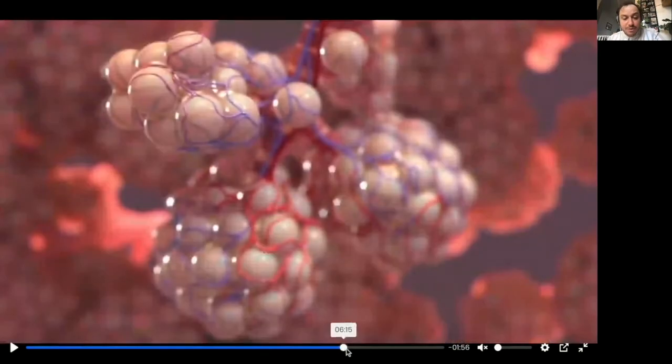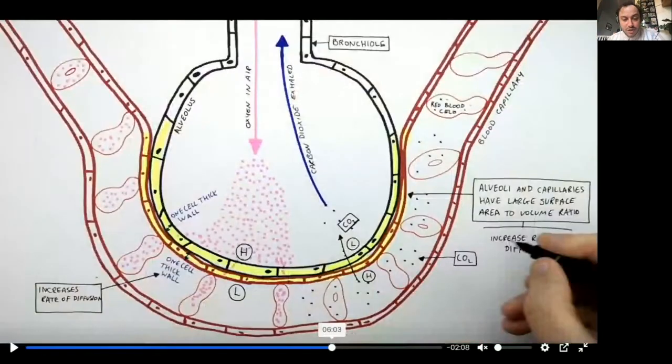So in an exam tomorrow, if you are asked, explain how the alveoli is adapted for gas exchange, number 1, one cell thick wall. It's got a large surface area, 2 marks. The one cell thick wall is to reduce the diffusion pathway, 3rd mark in your exam. And then it is to increase the rate of diffusion. The whole point is to increase the rate of diffusion.